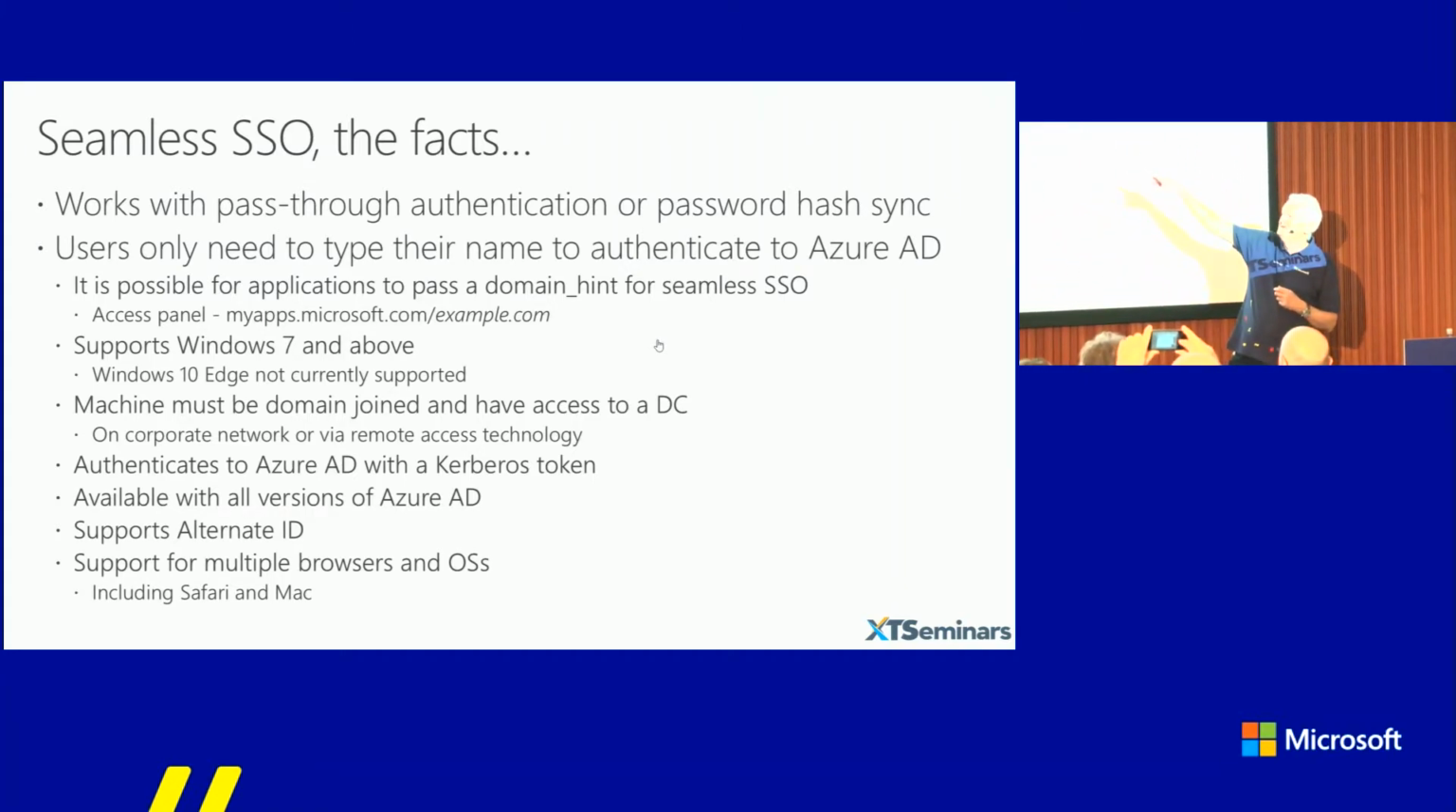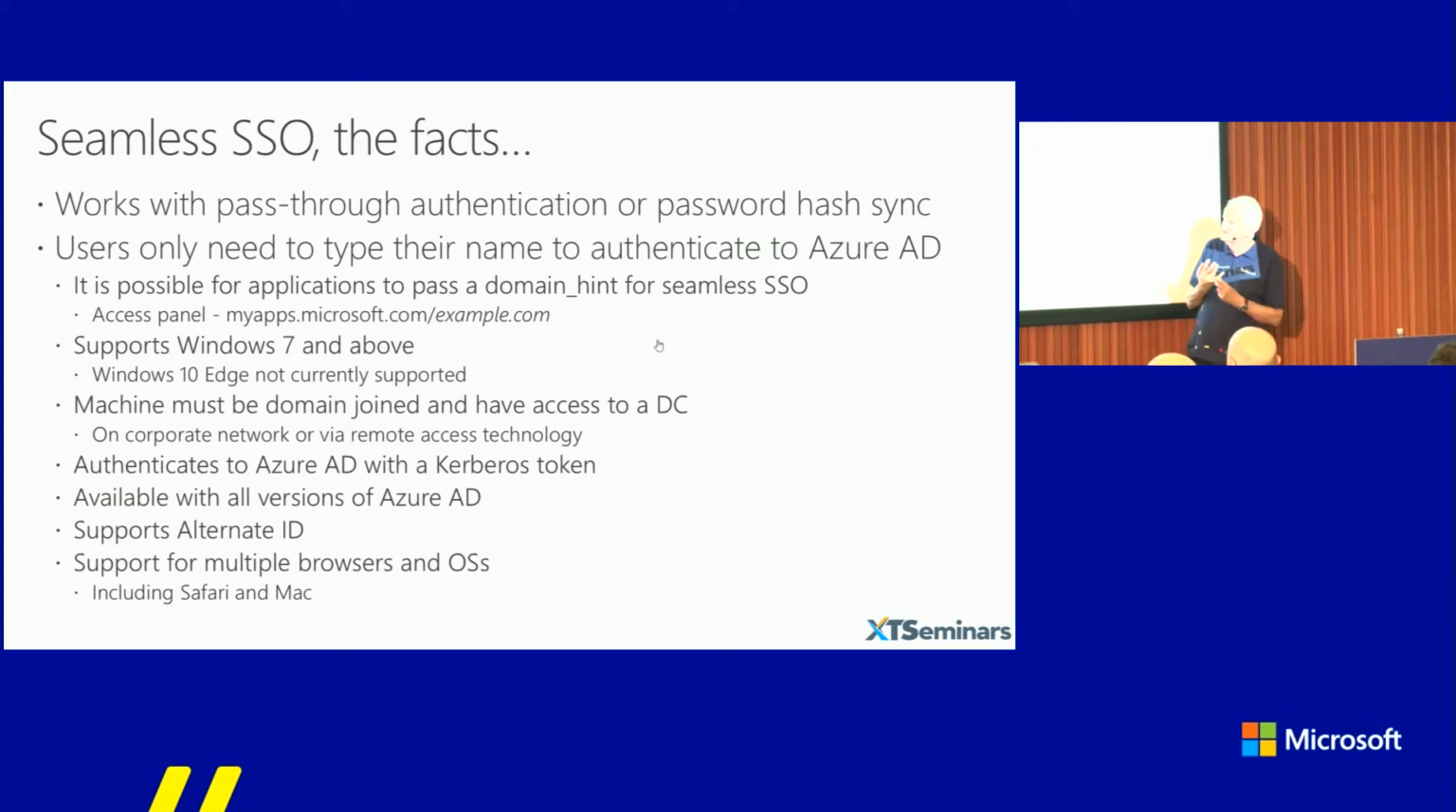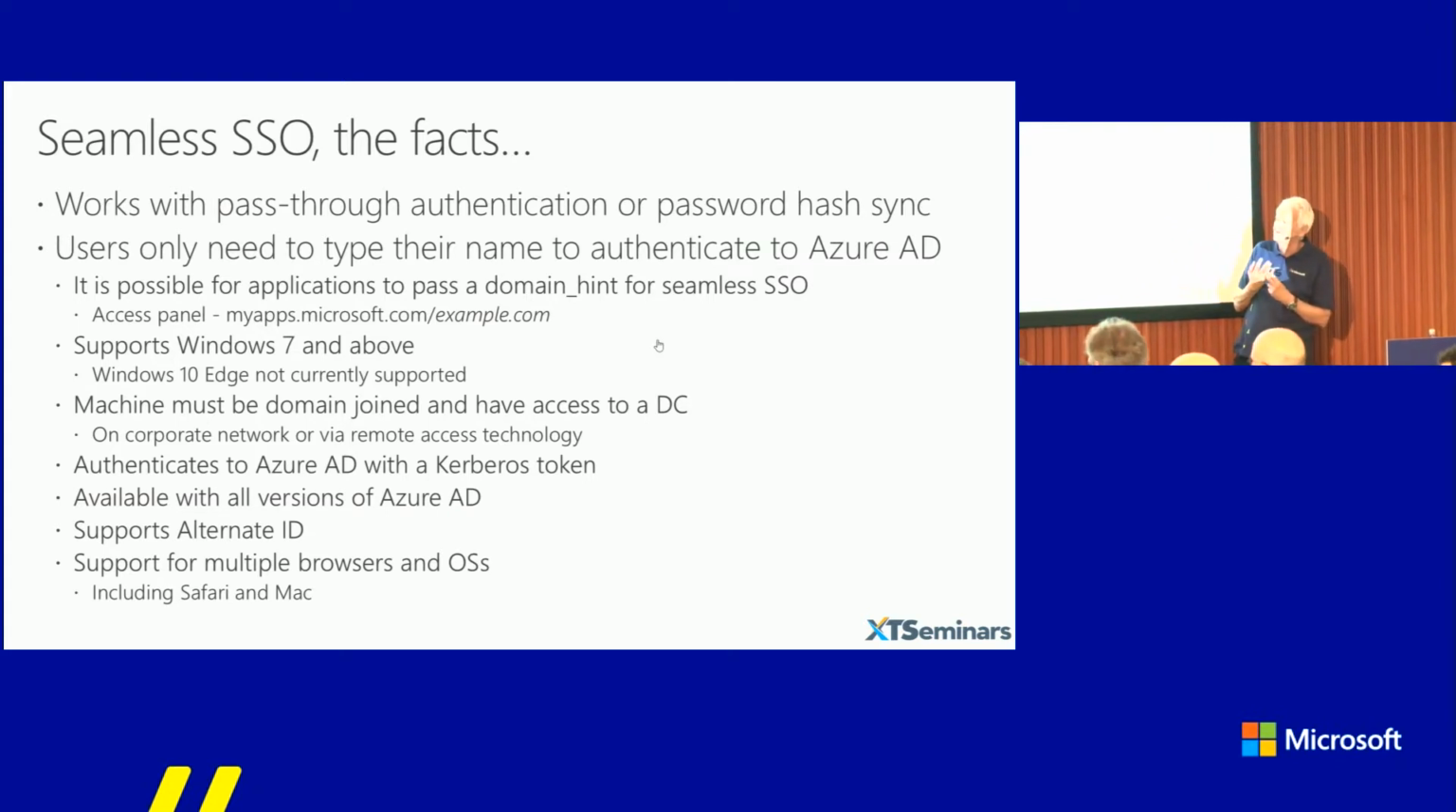Example, myapps.microsoft.com. If you put in there /your domain afterwards, so example.com, what it will do is create a domain hint. So you will actually get seamless SSO with no prompt for a user name. So that's just automatically added there. You've got support for Windows 7 and above. Edge currently is not supported. They're still working on support for that.